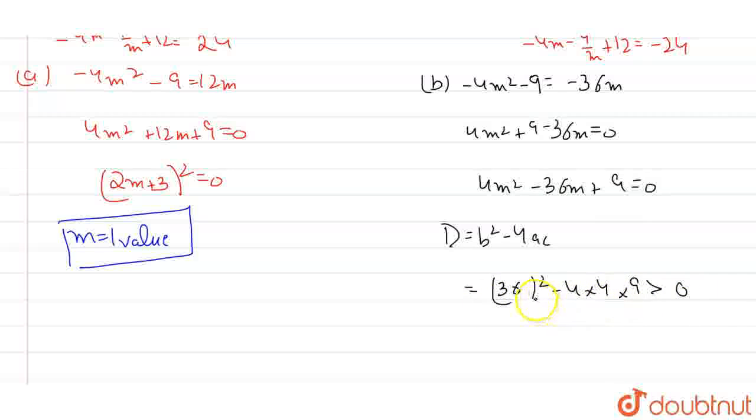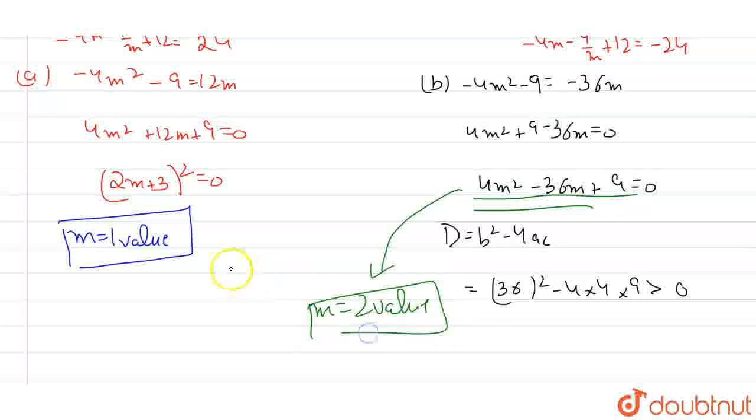So it means we can say that in this equation, m has two values, right? M will have two values in this one, and one value in the other. So basically how many values can come out from these two? We can say that m is having three values.